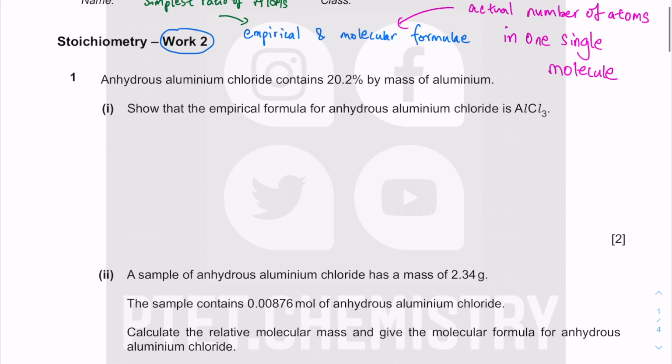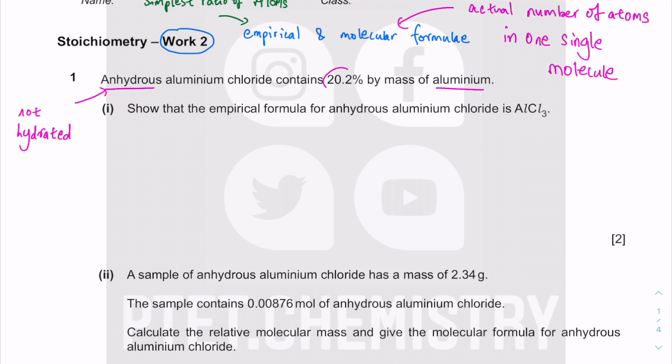So we have anhydrous. Anhydrous means not hydrated. It will make more sense perhaps by the next 2 lecture tutorials, I think. Aluminium chloride contains aluminium as well as chlorine. Anhydrous means there is no water, not hydrated. So it's just aluminium and chlorine.